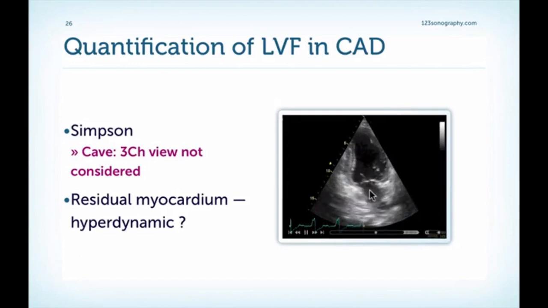And when you perform visual assessment of global function, don't forget that other segments can also be hypercontractile, as in this example of a patient who had an inferior infarct, an acute infarct here in the inferior wall, where the remaining myocardium is hypercontractile. This is compensatory, and if you look at global left ventricular function just based on this view, he has normal left ventricular function despite the fact that he has regional wall motion abnormalities.